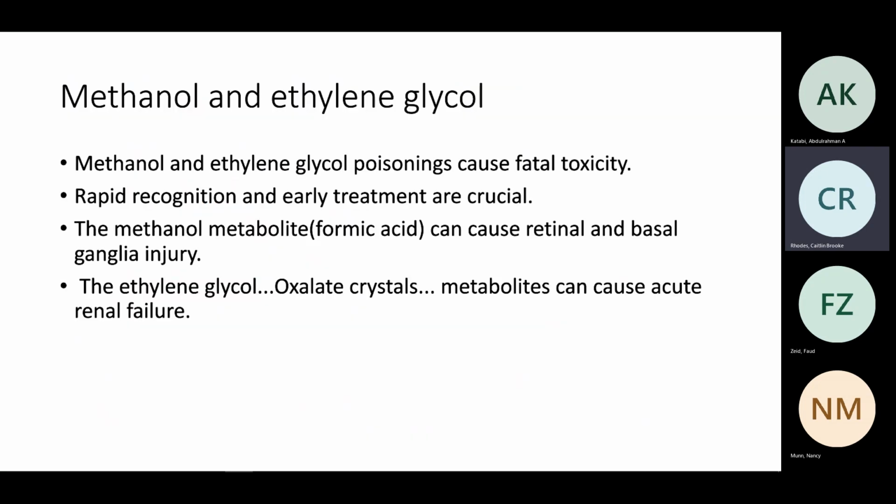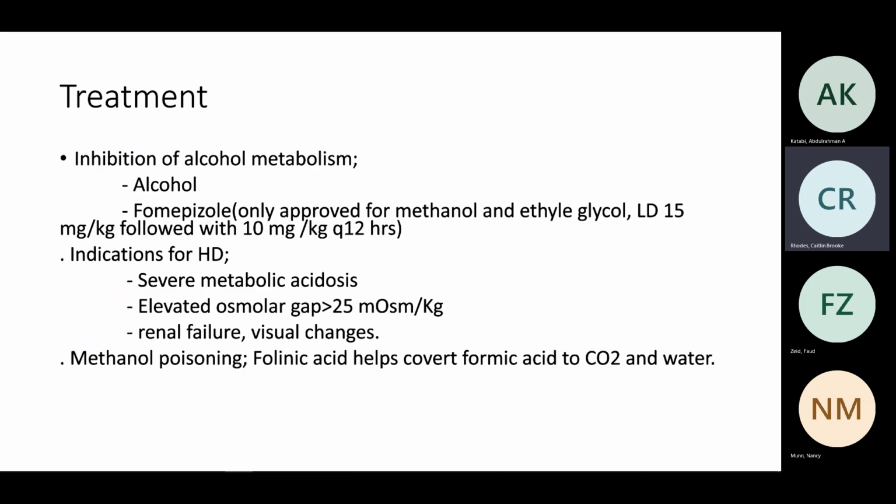Methanol and ethylene glycol, as I mentioned, are the most common overdoses that you can see, especially ethylene glycol here. So rapid recognition and early treatment is crucial. The methanol metabolite, as I mentioned, is formic acid, causing retinal damage and basal ganglia injury. Ethylene glycol can give you oxalate crystals and cause acute renal failure. And by the way, fomepizole is the only drug FDA approved for ethylene glycol and methanol.